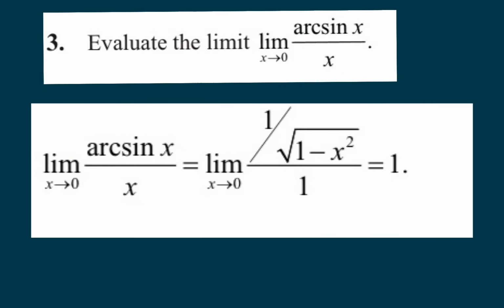The next problem says: evaluate the limit when x approaches 0 of arc sine of x divided by x. When x approaches 0, arc sine of x approaches 0, because the function arc sine of x is the inverse function of the sine of x. Remember, sine of x does like this, and the inverse function is the image through the line y equals x. So it will do something like this.